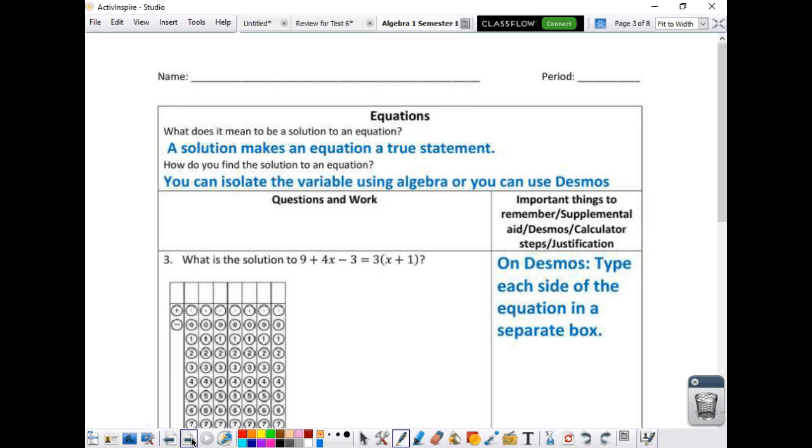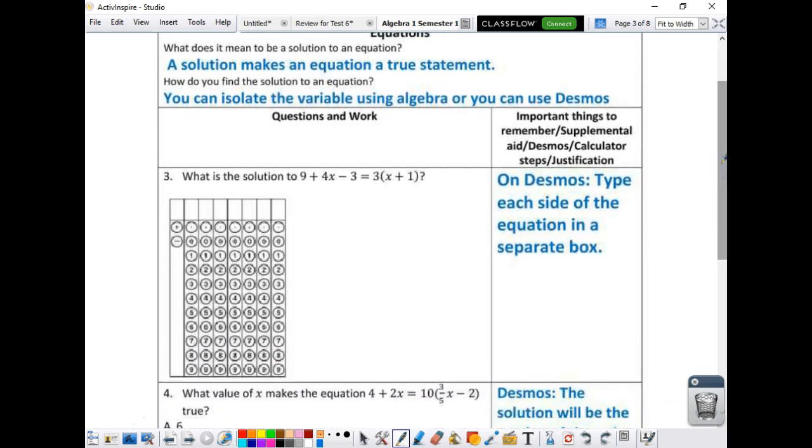Equations. So what does it mean to be a solution to an equation? A solution makes an equation a true statement. You can isolate the variable using algebra, or you can use Desmos. And I'm going to push heavily that you use Desmos on these, especially for a test like your final. So I'll demonstrate number 3 just so you have an example, and use number 3 to answer questions 4 and 5. What is the solution to 9 plus 4x minus 3 equals 3 times x plus 1?